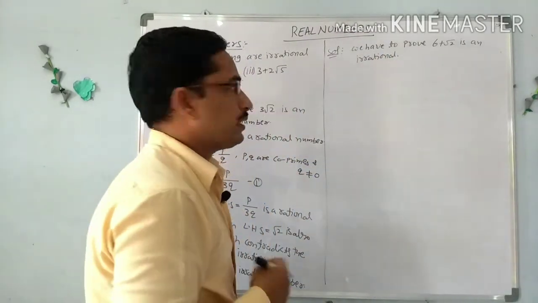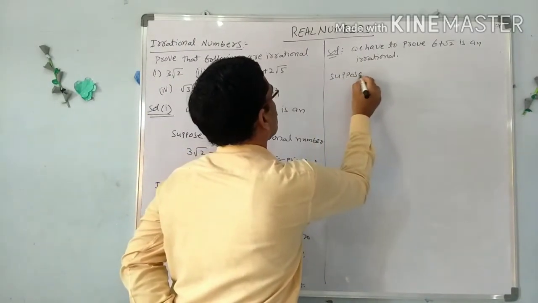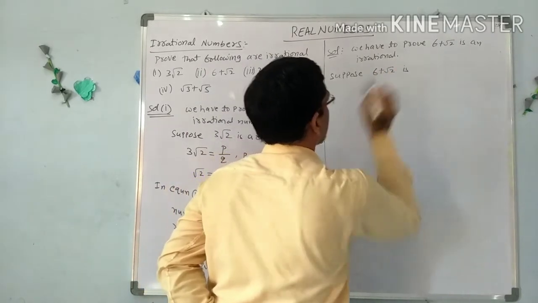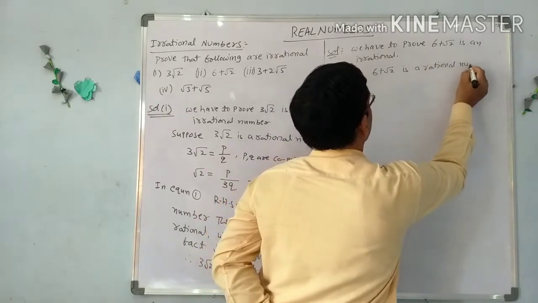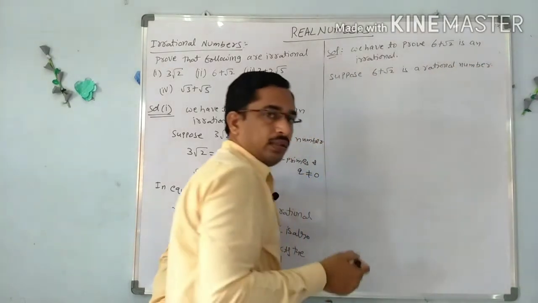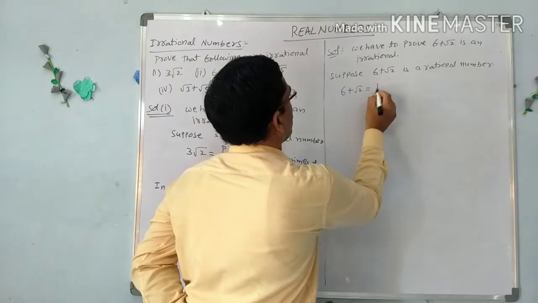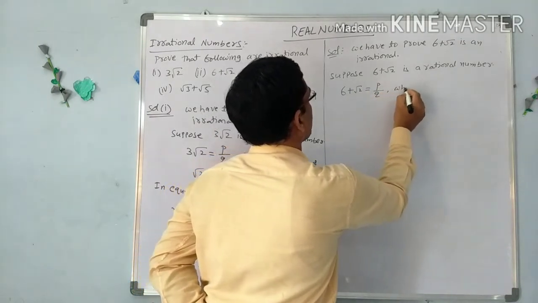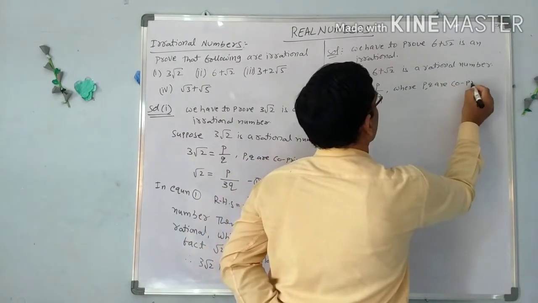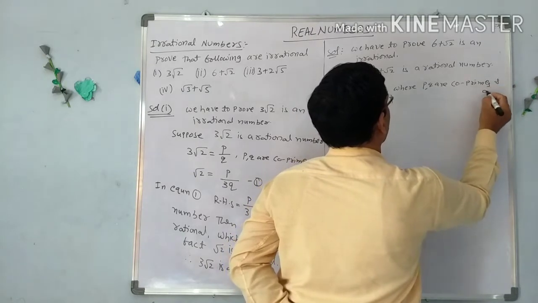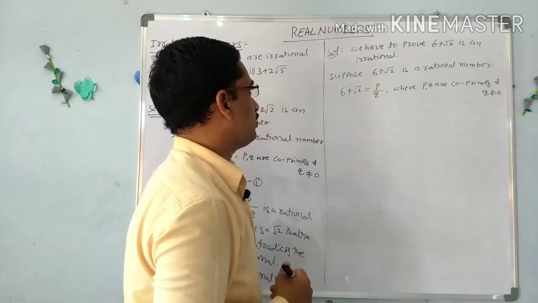Again, by proof of contradiction, we have to suppose the quite opposite statement. Suppose 6 plus root 2 is a rational number. Rational number means it is written in the form of p by q. So 6 plus root 2 equals p by q, where p, q are co-primes and q not equal to 0.